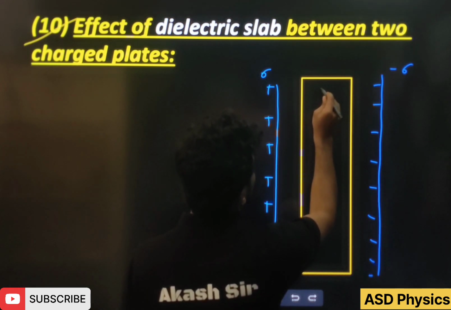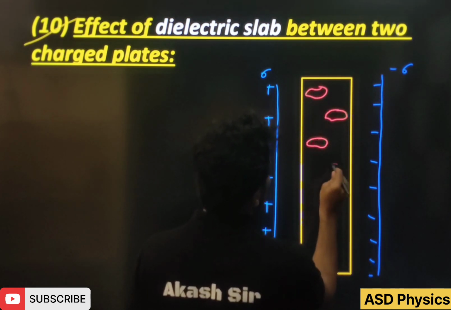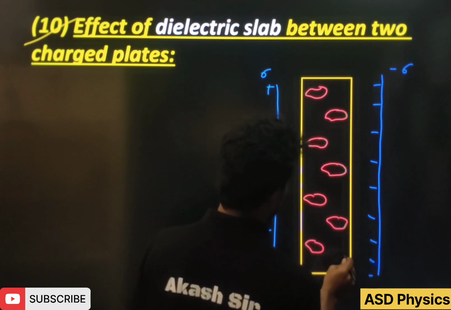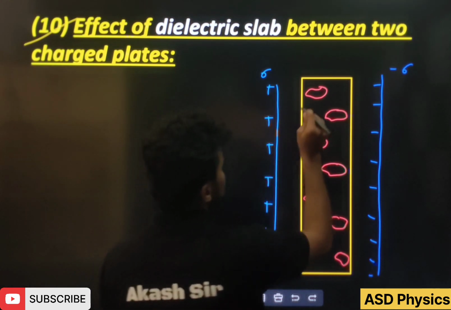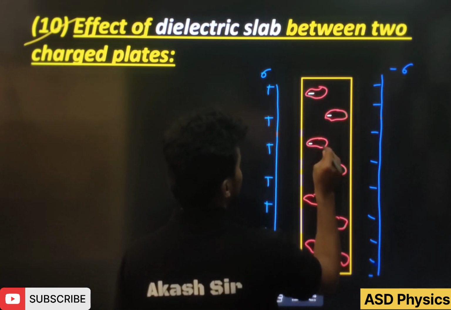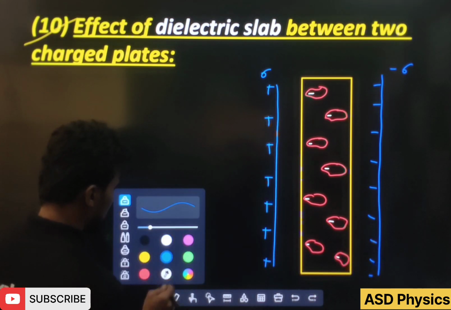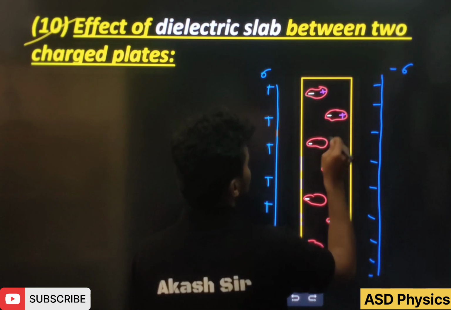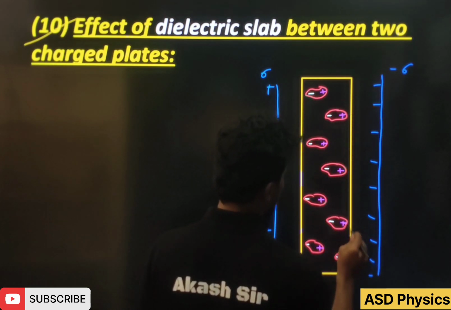So here the dipoles will be created, like this. Not electron movement, the dipoles will be created here. When the dipoles are created, this side is all minus, and on the other side, this side is all plus.